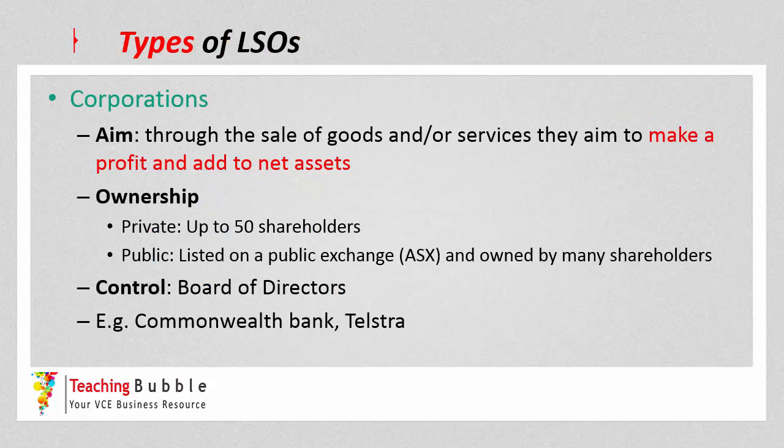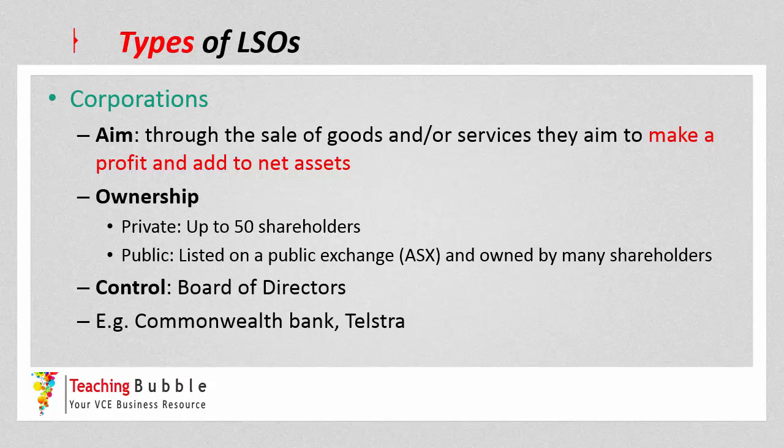Now, when we think of large organisations, it's often common to think about companies, large companies, because they're the ones that are usually in the news. But there are different types of large-scale organisations, and we need to know them, and we need to know the differing aims of each of those varying types of organisations.